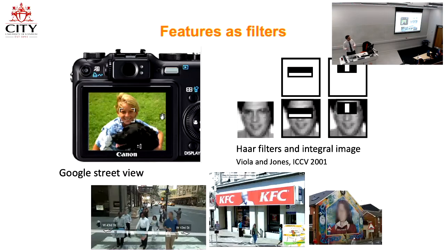But how do they do it? How do cameras do it? It's a very, very simple way to do it, and we will learn to do it tonight. The idea comes from Haar filters and integral images. What is a Haar filter? A Haar filter is something like this.